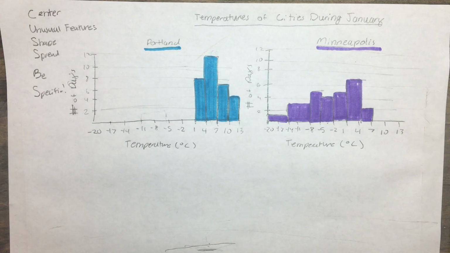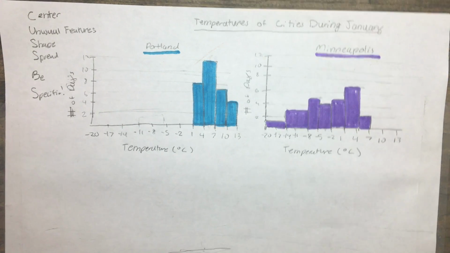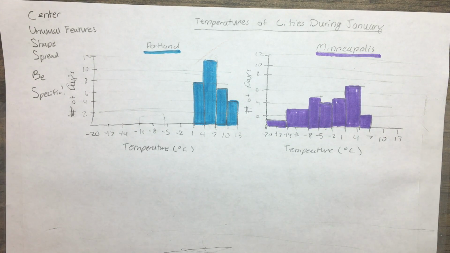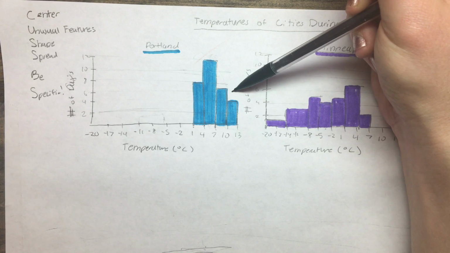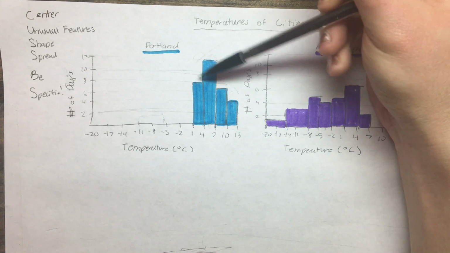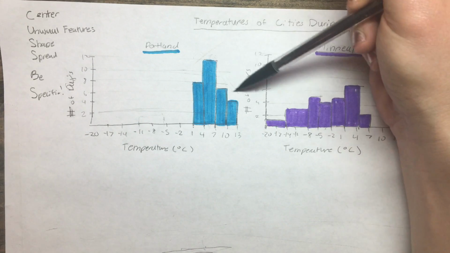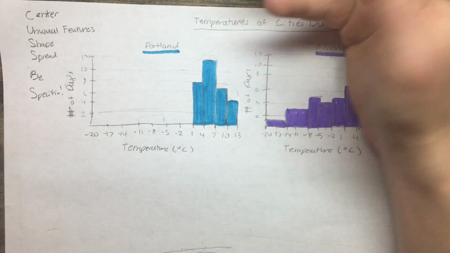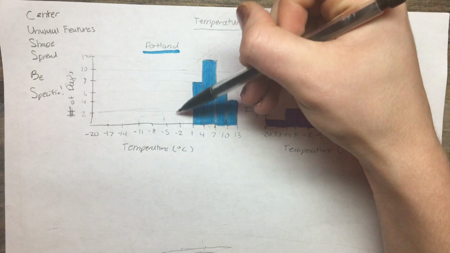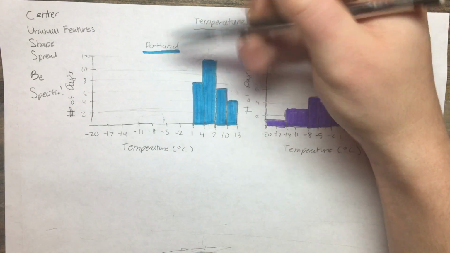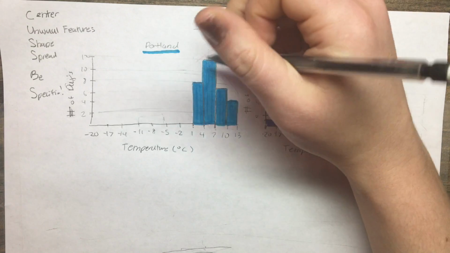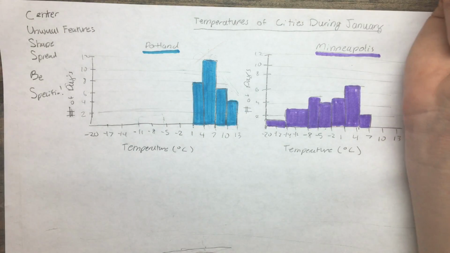Okay. Next we have shape. We're going to look at the shape of both of these distributions. For Portland, to me, it looks like it is skewed to the right, to the higher temperatures. It can be argued that it's roughly symmetrical, but I feel like it's more skewed than it is symmetrical, because if this was the line of symmetry, it's missing some data over here to make it truly symmetrical. So I'm going to say this is slightly skewed to the right, to the higher temperatures.